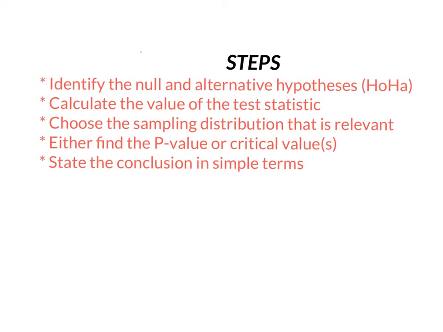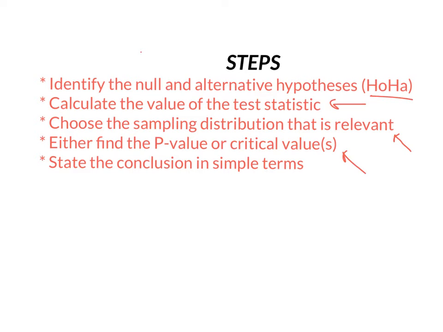Okay, steps. Number one, identify the null and alternative. That's your Ho and Ha. Identify them, write them as you're supposed to. Number two, calculate the test stat. We're going to do that at the end of this video. Number three, choose the sampling distribution that is relevant. Are we looking at the normal curve, the t distribution, the chi-square? Which one are we looking at? You've got to choose the right one.